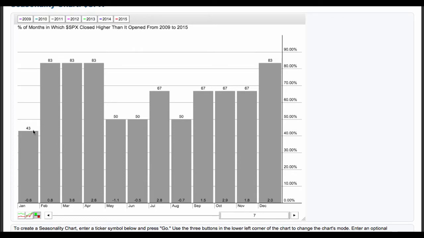Percentage-wise looks pretty good. And then 43 for January. So there is a possibility we could see a pullback in January with a higher percent probability that we're going to see higher prices in February, March, and April.